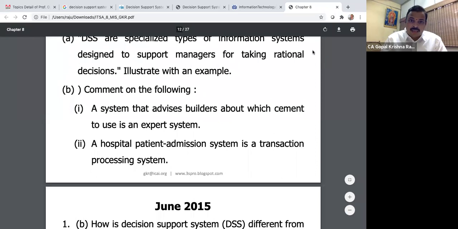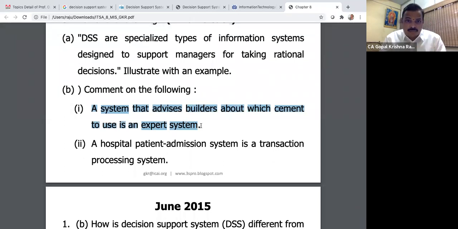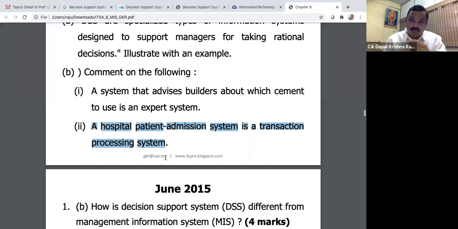They are also giving an example; please look at this. They are even asking questions with a practical approach. A system that advises builders about which cement to use is an expert system. A hospital patient admission system is a transaction processing system. So they have to comment about it.